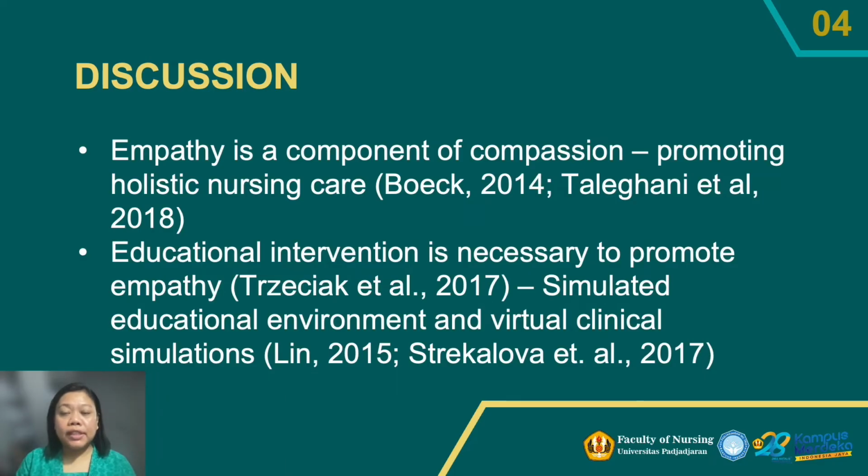Now we're going to discuss a few of the results. As empathy is a component of compassion and kindness, it will eventually promote holistic nursing care. As significantly as empathy affects a patient's physical and emotional health, so do educational interventions. This study found that virtual simulations of empathy improve active learning, self-awareness, and practice readiness.